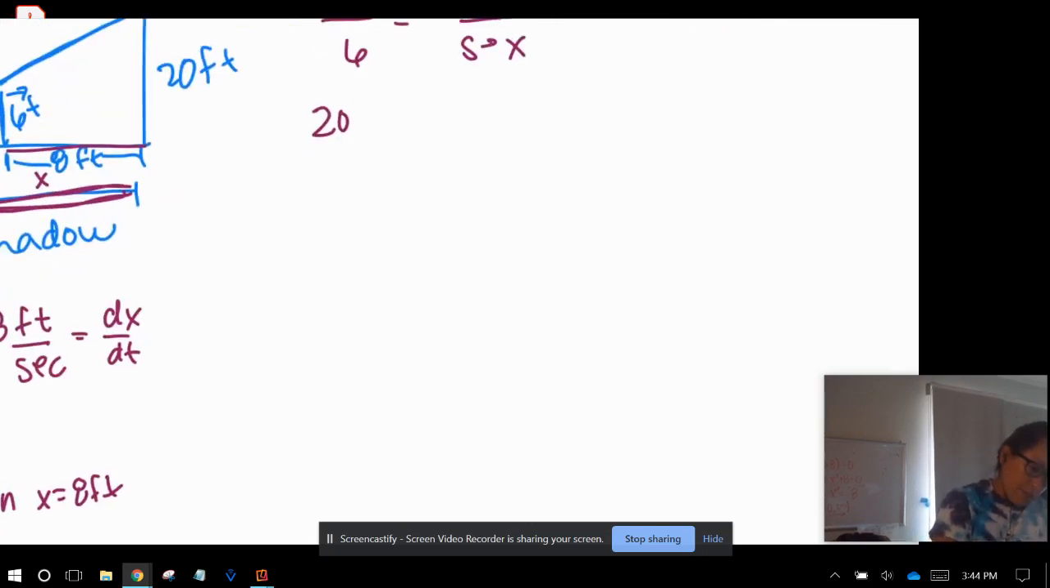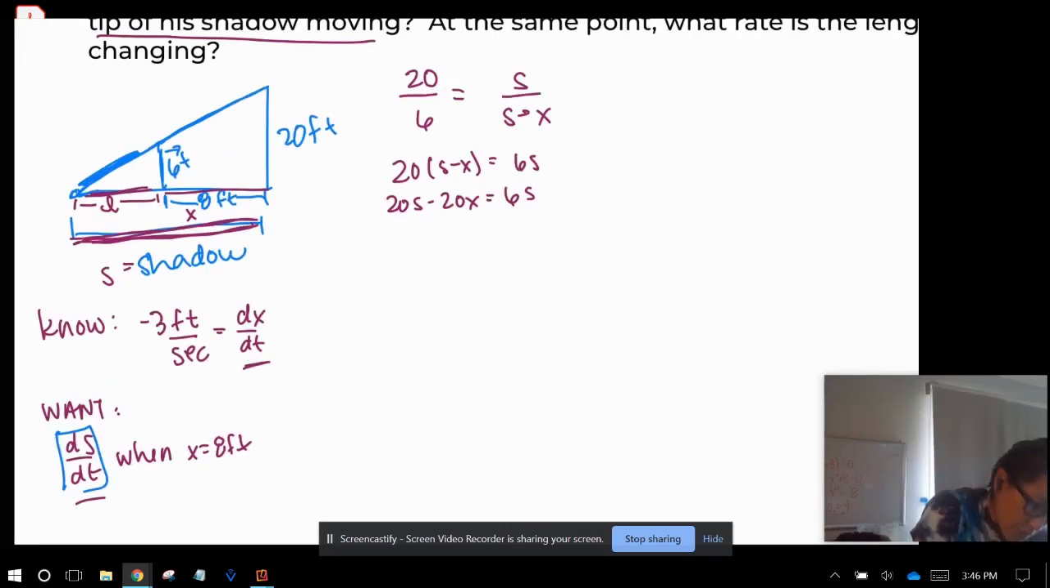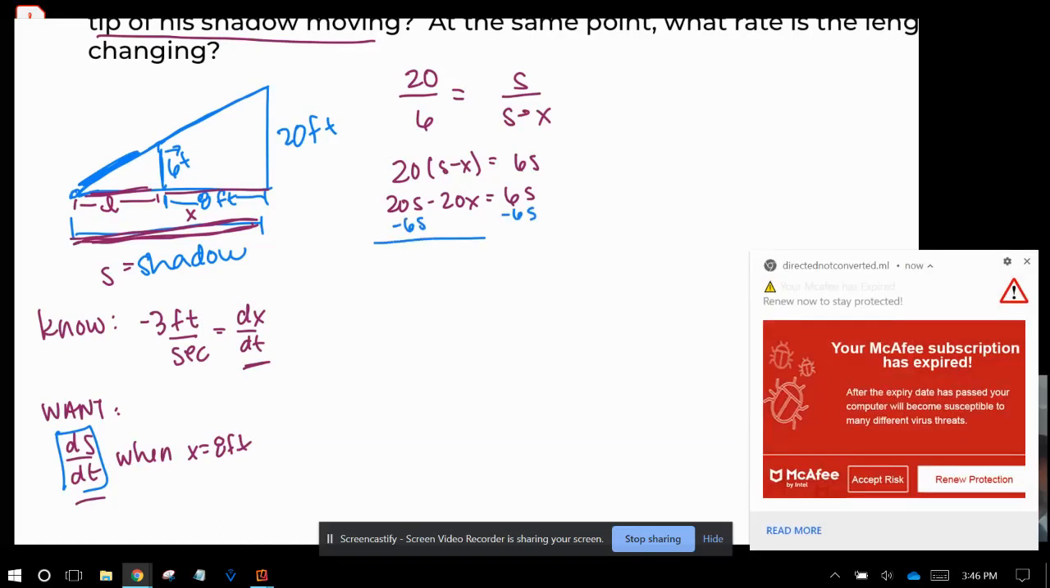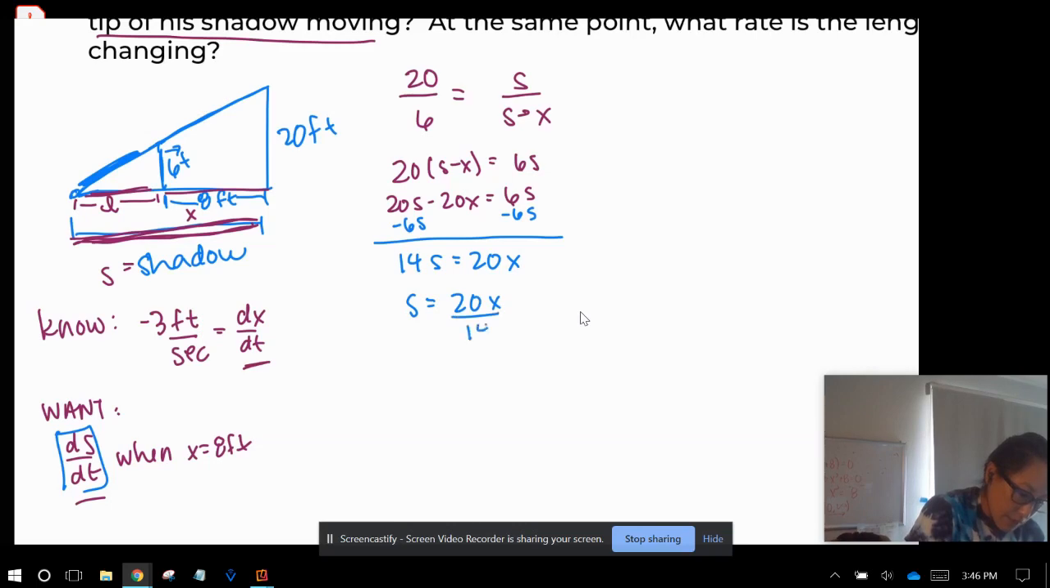20 times S minus X is equal to 6S. To subtract 6S, giving me 14S. Wow, I don't know what's going on with my computer. Is equal to 20x. Okay, then let's just get s by itself, giving us 20x over 14.